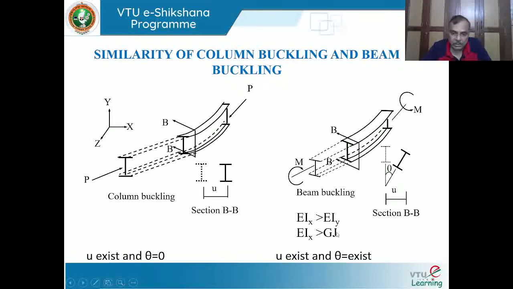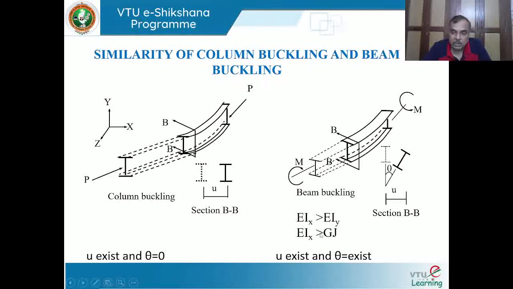But what is J? The polar moment of inertia. The polar moment of inertia is nothing but Ix plus Iy. But Iy is almost negligible. So Ix is always equal to or slightly greater than J. The polar moment of inertia J is slightly more than Ix, or it may be almost equal to Ix, because Iy is somewhat less. But G is substantially less. That is the reason the flexural rigidity with respect to the major principal axis, compared to the torsional rigidity, is always greater.